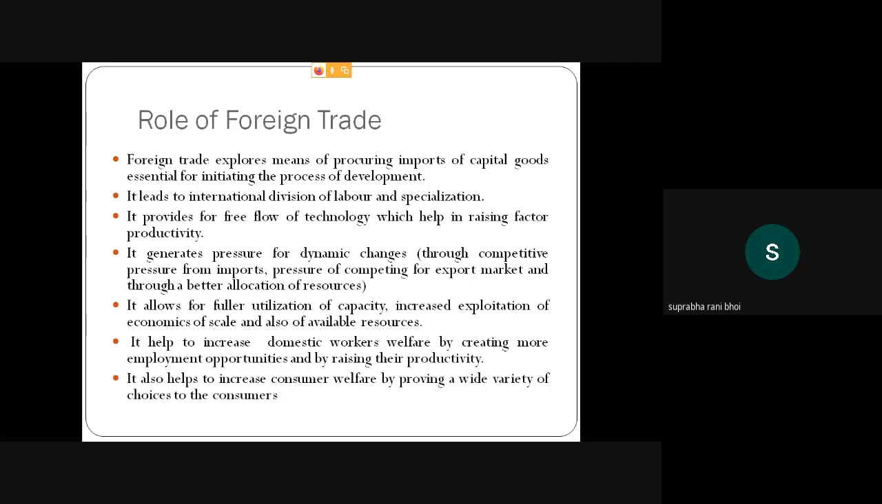Another important role that foreign trade is playing is that it helps in fuller utilization of capacity. It increases exploitation of economies of scale. It helps to use available resources.